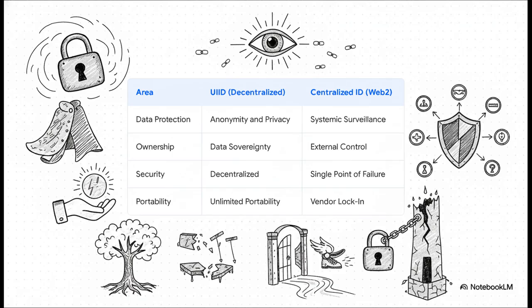Instead of someone else having control and you risking getting deplatformed, you have what's called data sovereignty. Instead of that terrifying single point of failure for security, you get a decentralized system that's way more robust. And finally, you escape that vendor lock-in and get unlimited portability. It's an identity you can take with you anywhere.